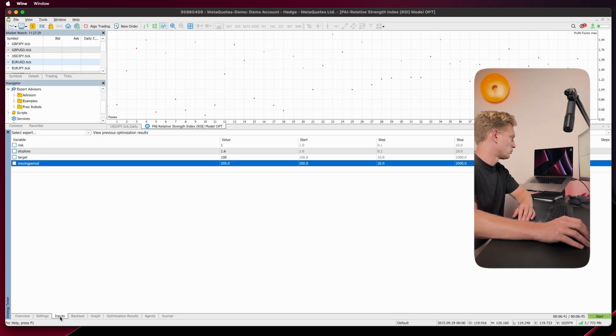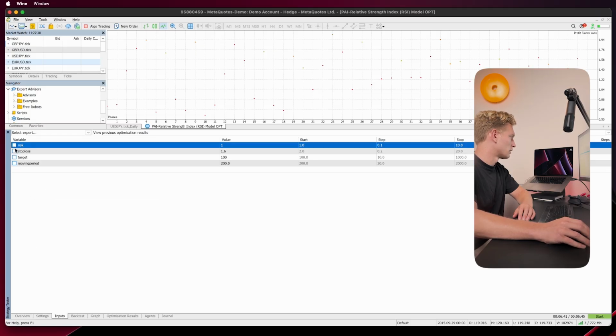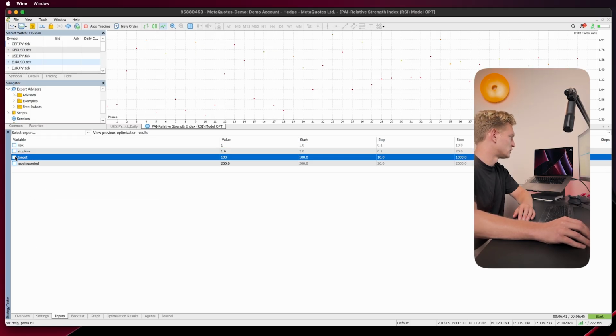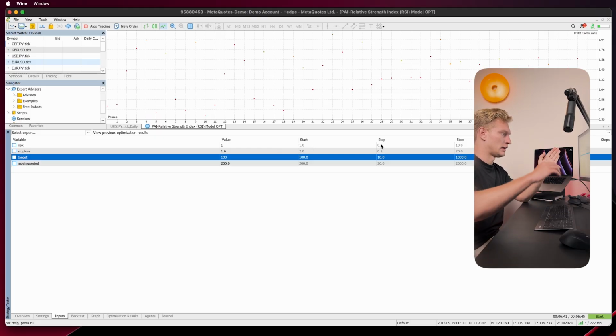And then go back to inputs. Now you can have this check mark. You can check what to optimize. And then you have here the value, the default value, the start, step, and stop. Start is the first backtest you do. Step is then your starting value plus something. And then stop is where it stops.